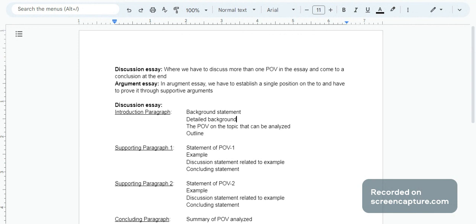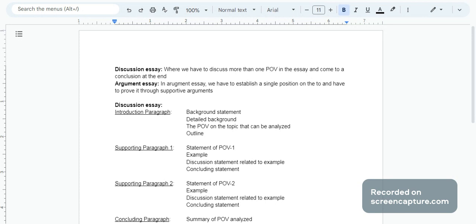Today I am going to talk about essay writing. Please note that the essay I am going to teach you about is applicable in IELTS Writing Task 2, Academic and General, as well as the Pearson PTE Writing Task, essay writing.